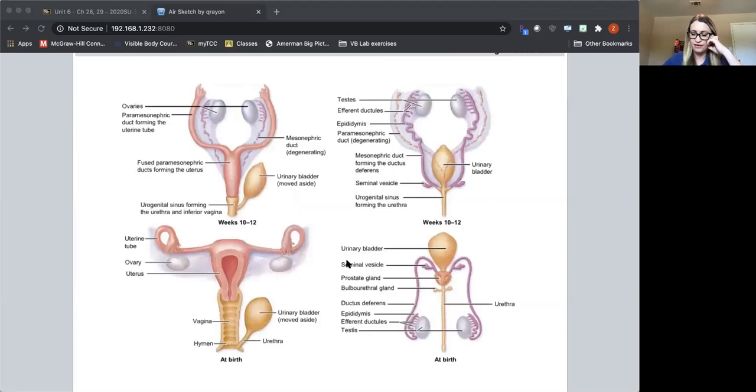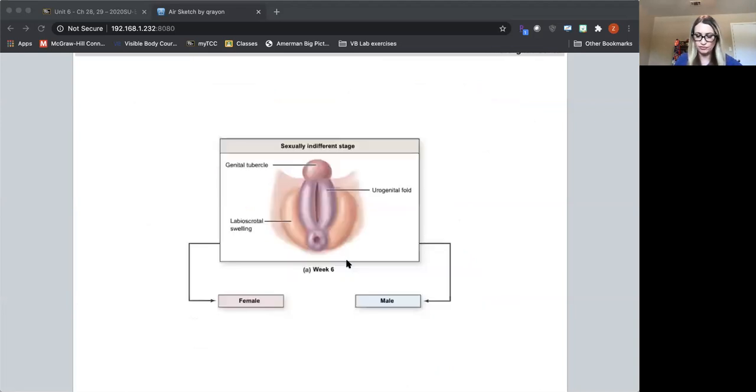So this is the male, right? Male. All right, and then female on the other side, and yeah, so you can see how about weeks 10 to 12, the female duct begins to fall apart and degrades, and then you don't really have it present at all at birth. Okay, now this is what generally happens. So that's the internal reproductive structures.